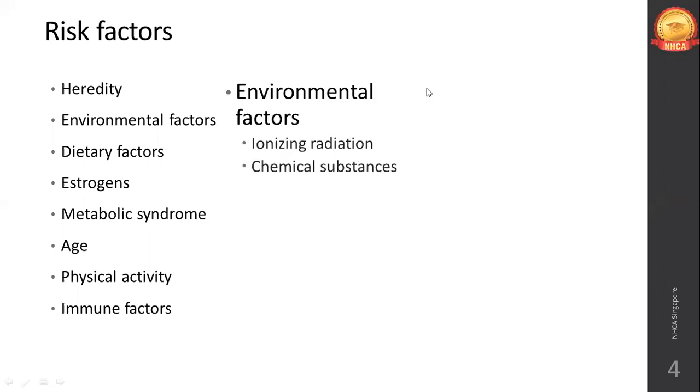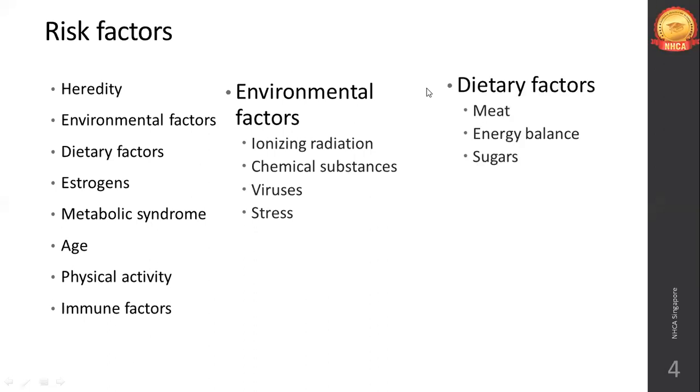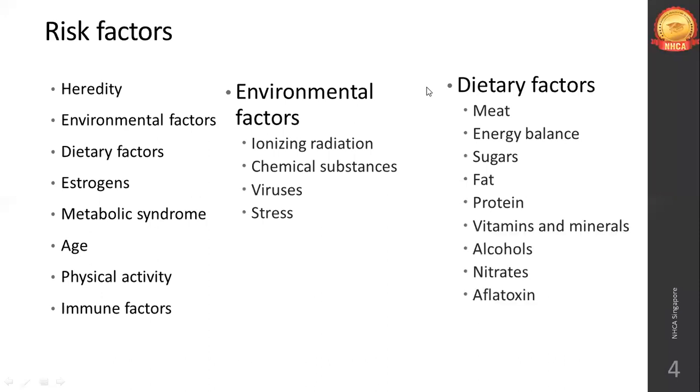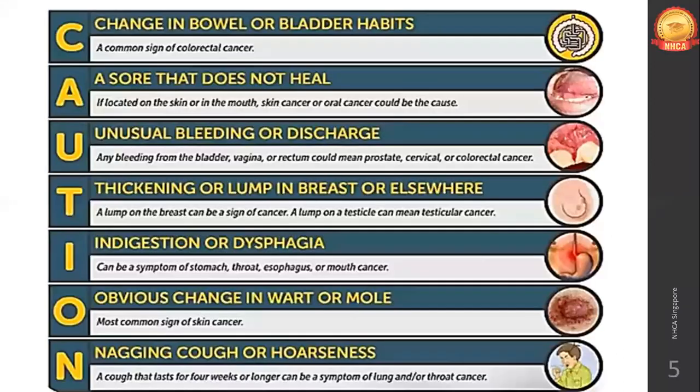Environmental factors of ionizing radiation, chemical substances, viruses, stress, we have discussed. Dietary factors also, meat, energy balance, sugar, fat, protein, vitamins, alcohols, nitrates, aflatoxin, beta-glucan supplement, all these parts we have discussed. So caution, this is a mnemonic that you can use.